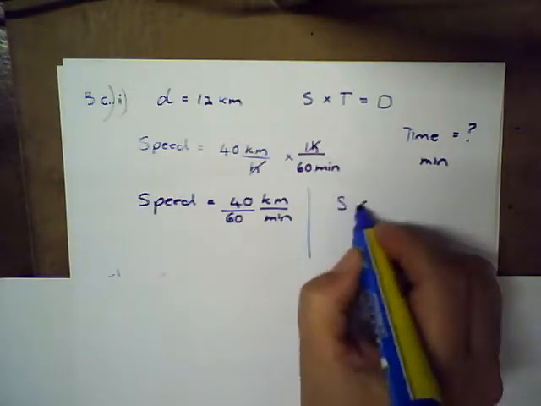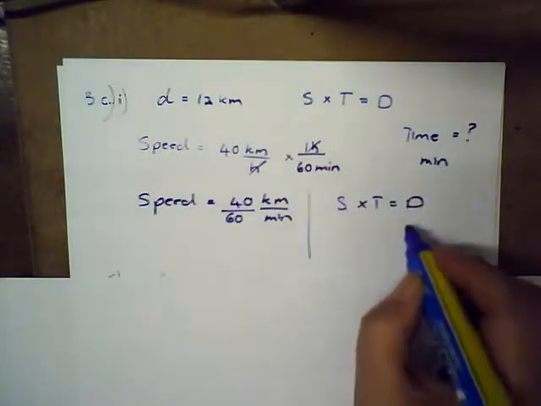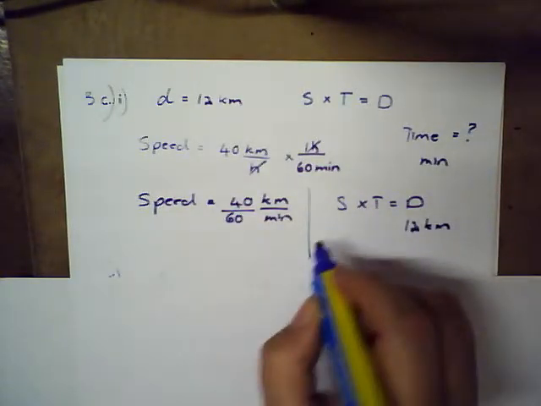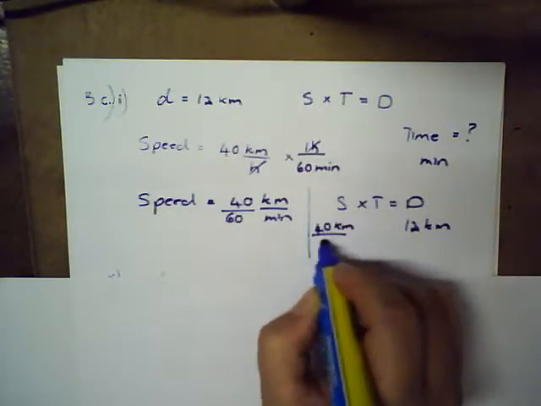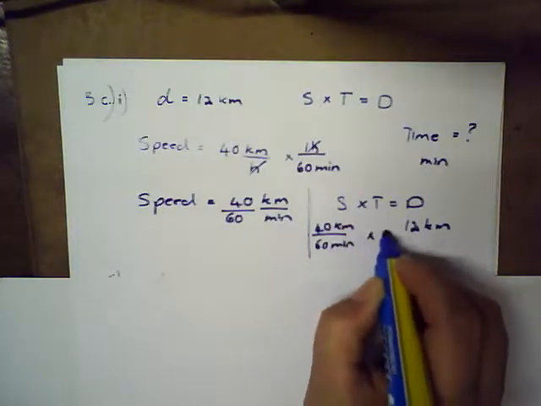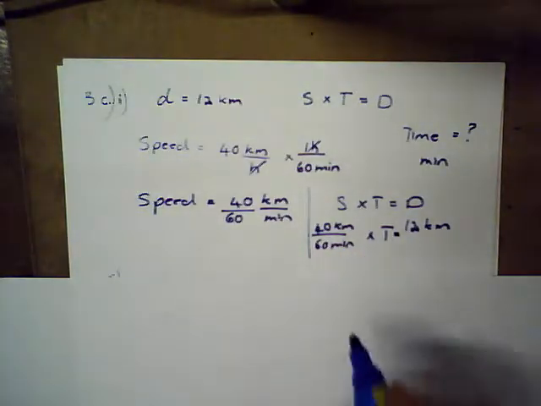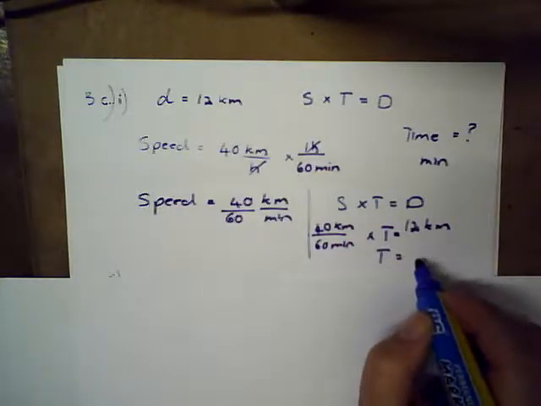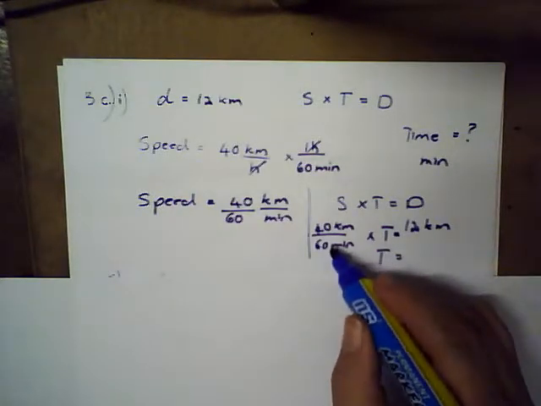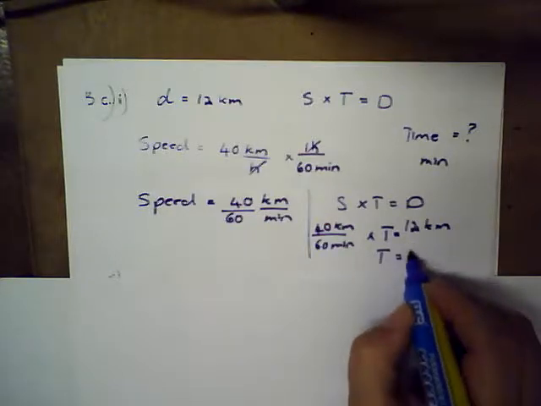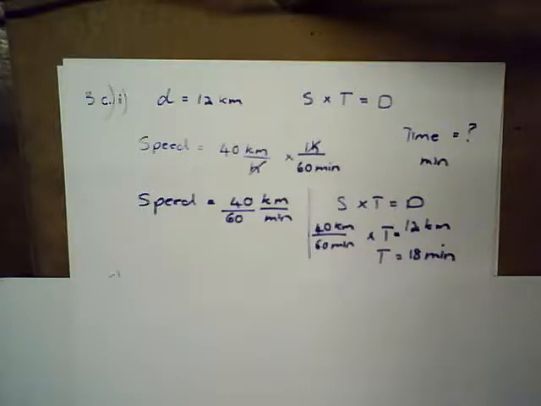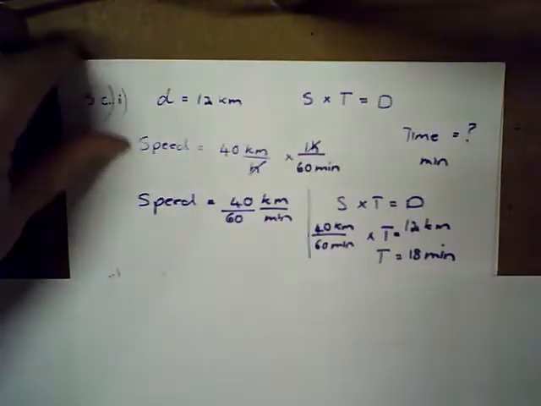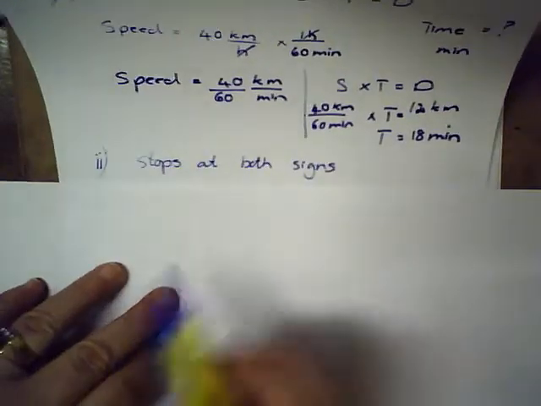So sorry, speed times time equals distance. I know my distance is 12 kilometers. My speed is now 40 kilometers over 60 minutes, times time, equals my distance. If I solve for time by dividing on both sides by 40 over 60, I will get 18 minutes, because kilometers and kilometers will cancel out and it will leave me with just minutes. Okay, good. Let's go on to the next one.